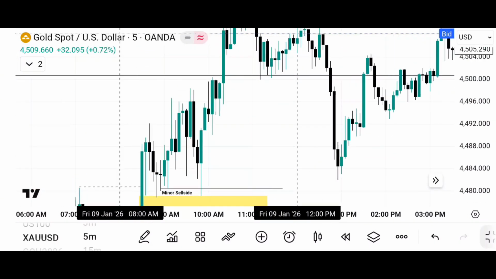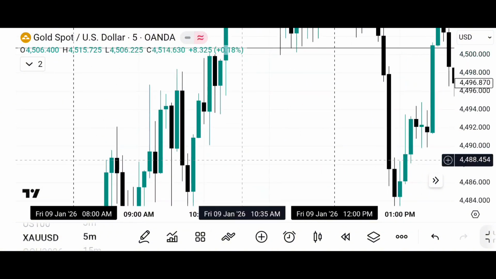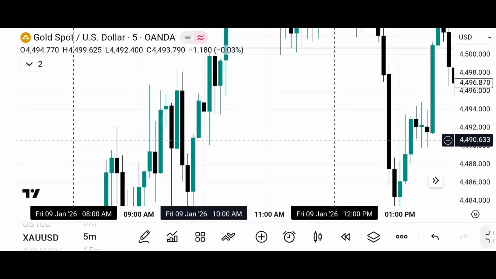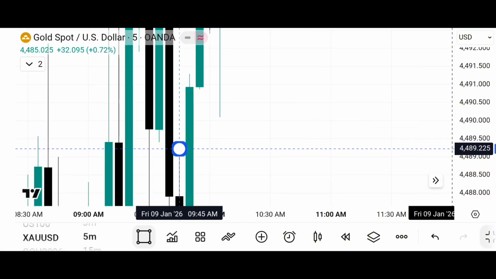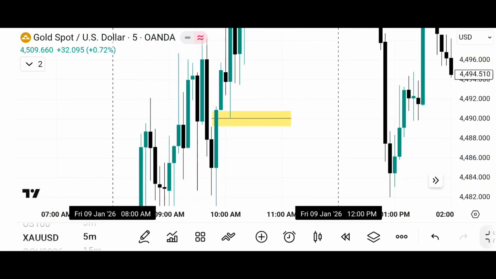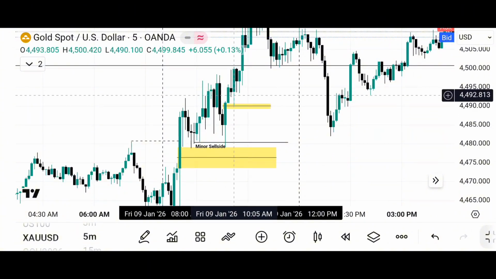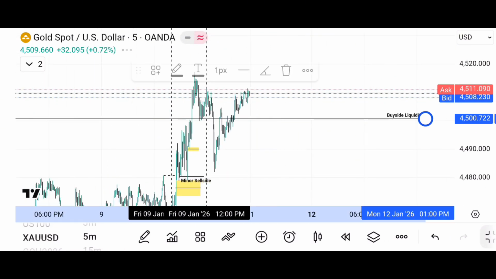Okay, and also forming another fair value gap, a smaller one, still on the 5 minute time frame. The high of this candle, 9:45, and the low of this candle, 9:55. You see how the market works. It's algorithmic. So this is a second fair value gap, which price traded into at 10:05. Okay, and rallied up to take out the buy side liquidity.